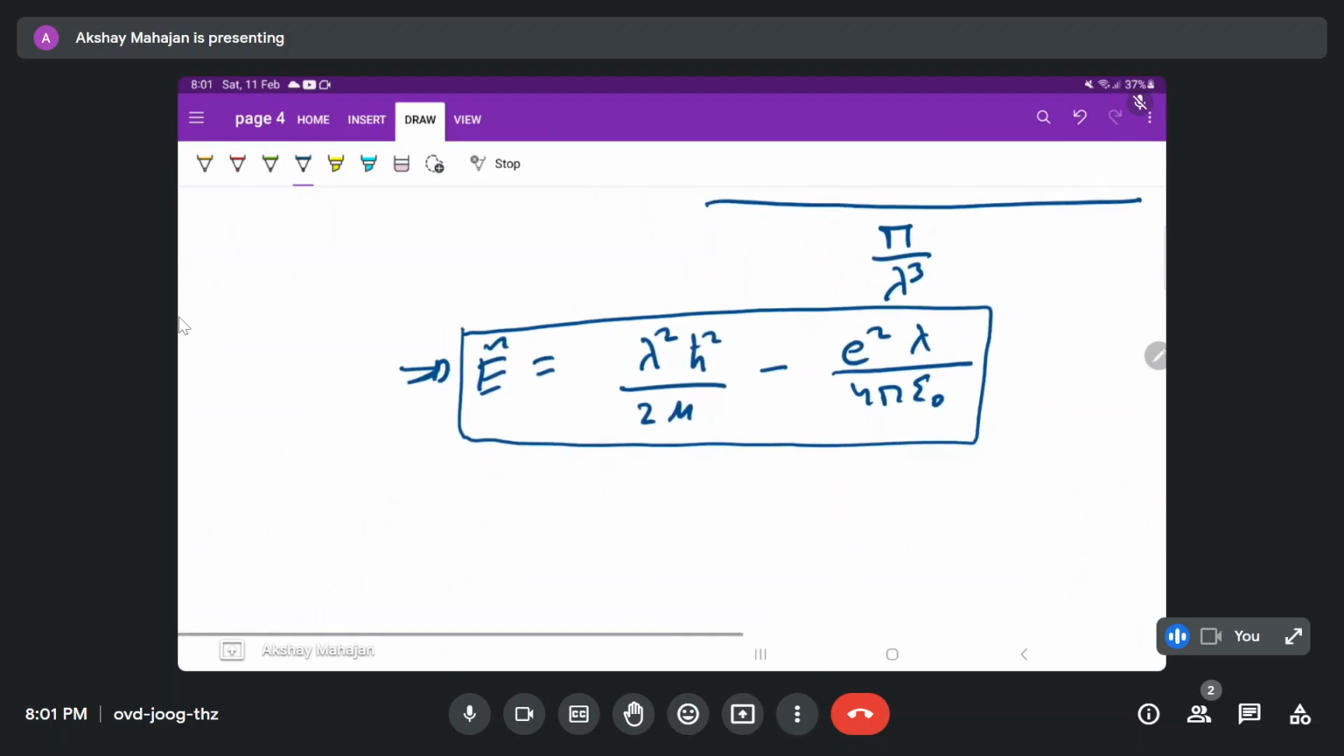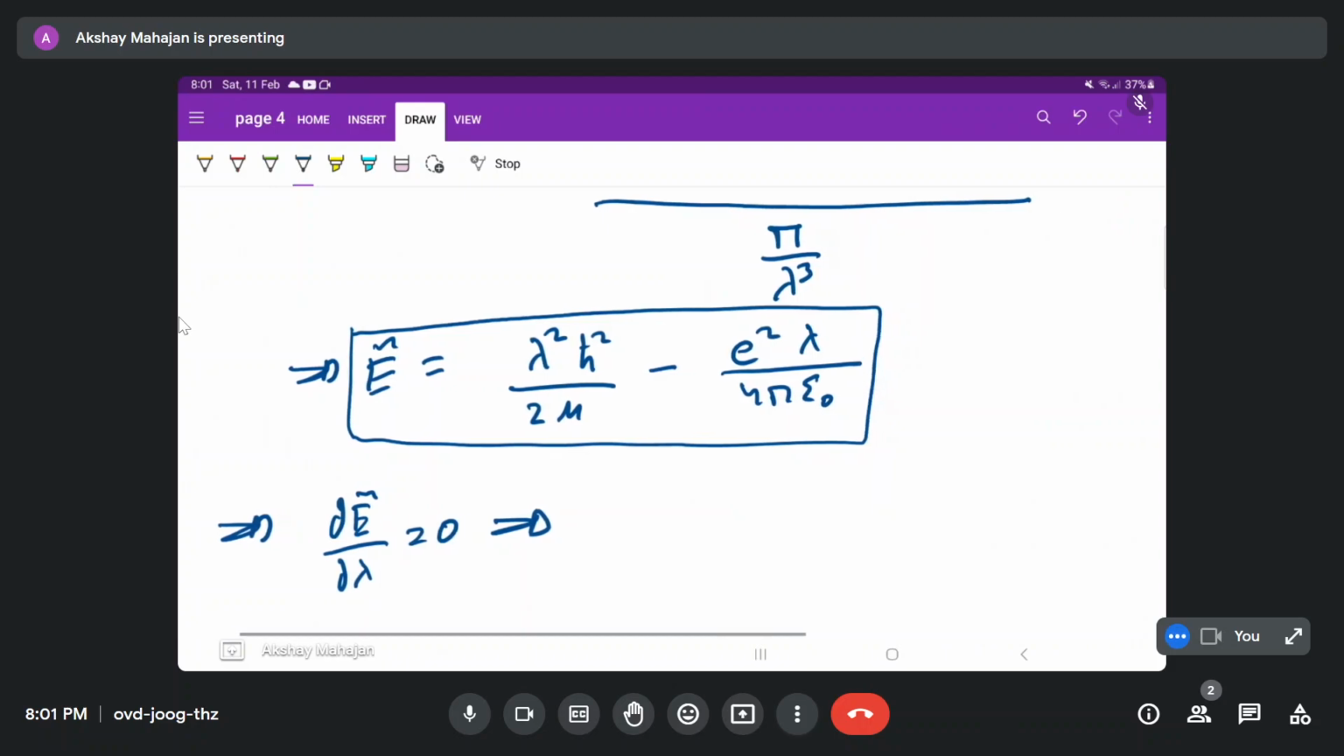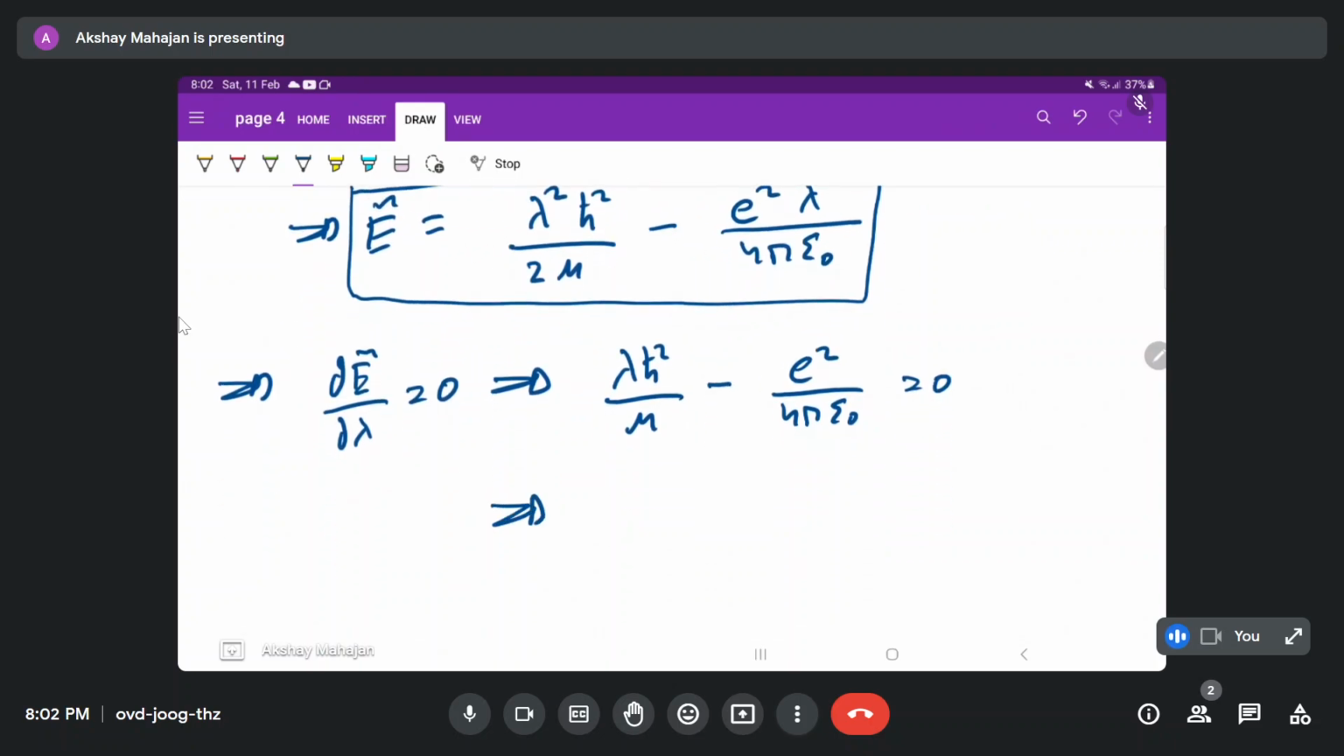And for the variational principle, now we have to set dE of lambda by d lambda equal to 0, okay, to finally find our variational parameter. So there we will have lambda h bar square by nu minus e square upon 4 pi epsilon naught, and that has to be equal to 0. That gives us lambda equal to nu e square upon 4 pi epsilon naught h bar square.